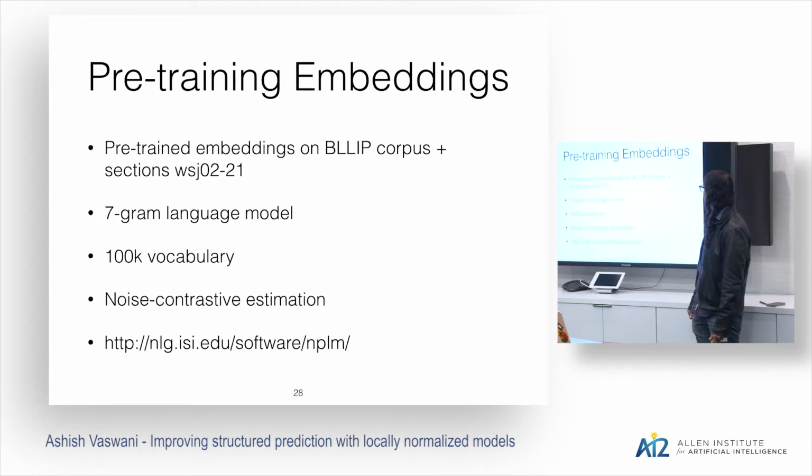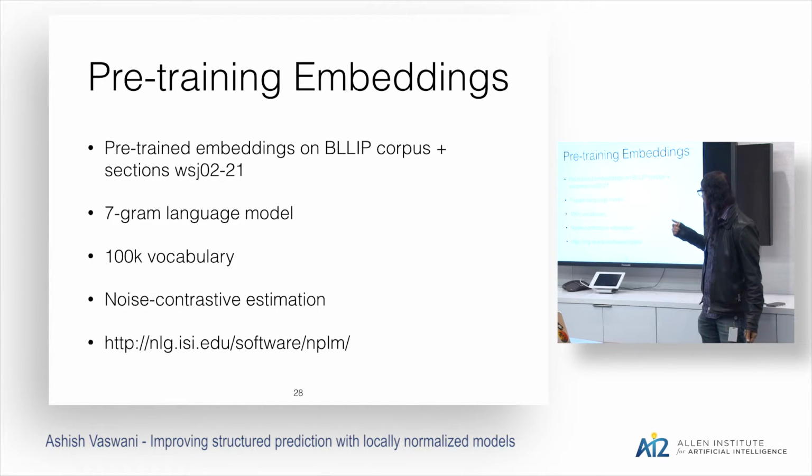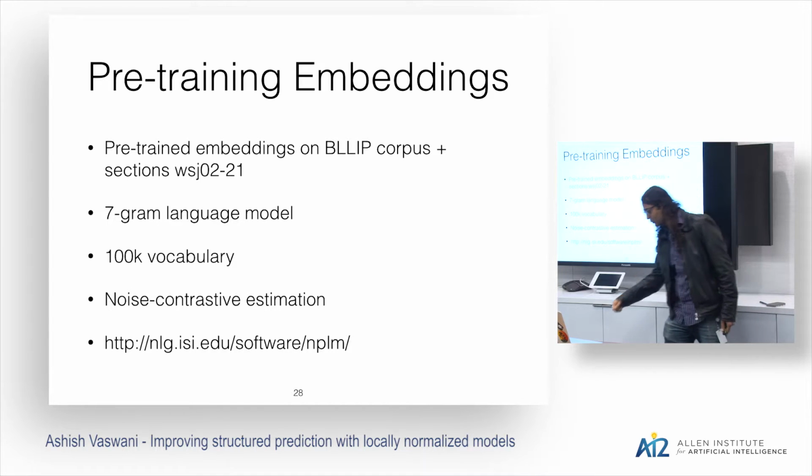So how do we pre-train embeddings? I took the BLLIP corpus and concatenated it with the Wall Street Journal. I trained a 7-gram language model with a 100,000-word vocabulary, and I use noise contrastive estimation. This is my other work. I've done a lot of work on training really fast neural language models with very large vocabularies. This is my own toolkit. You can download it. It works really efficiently.